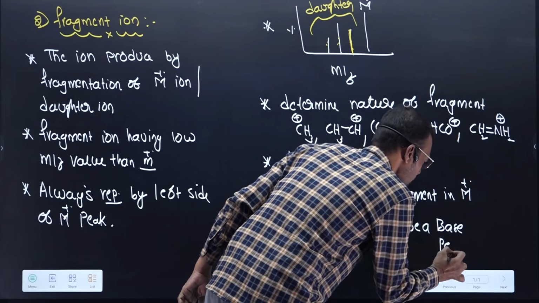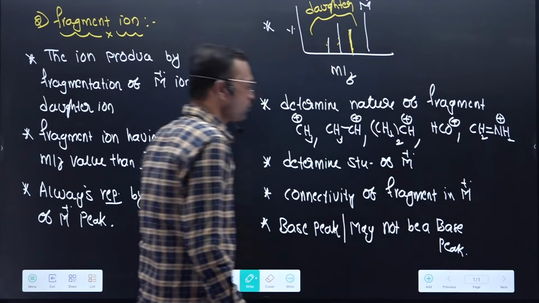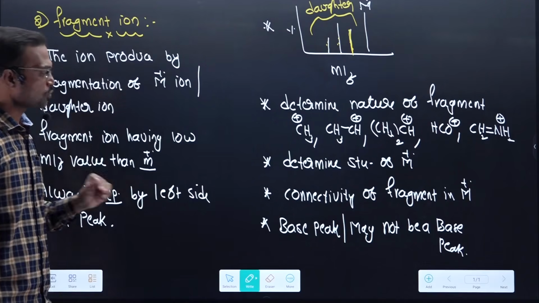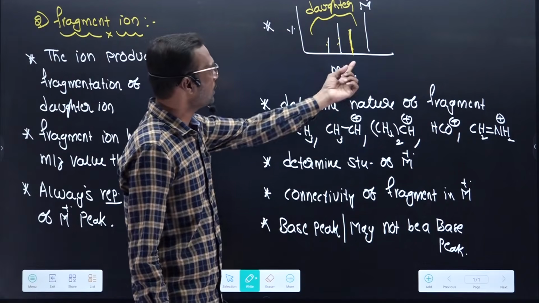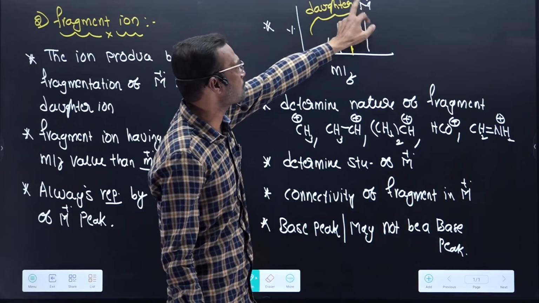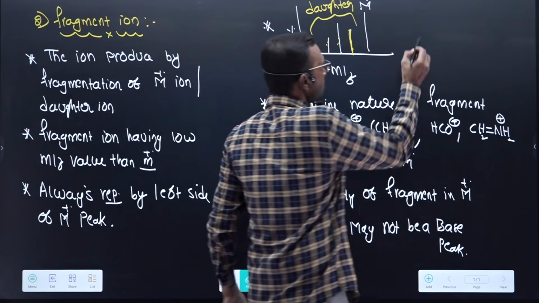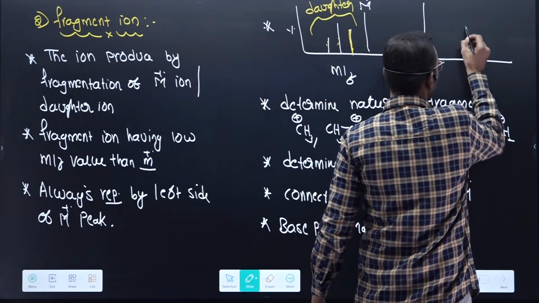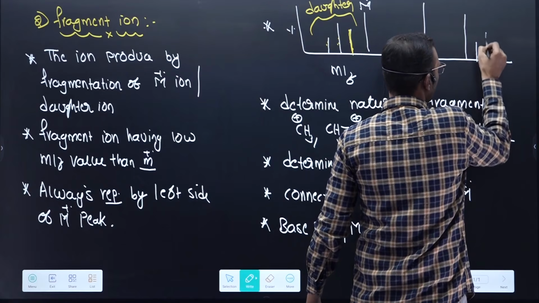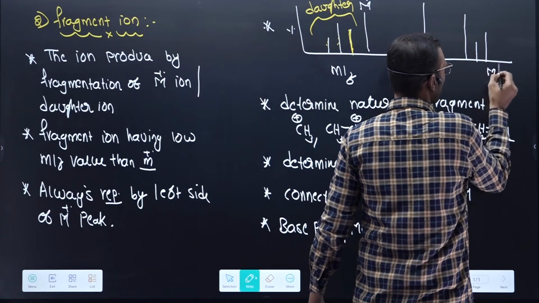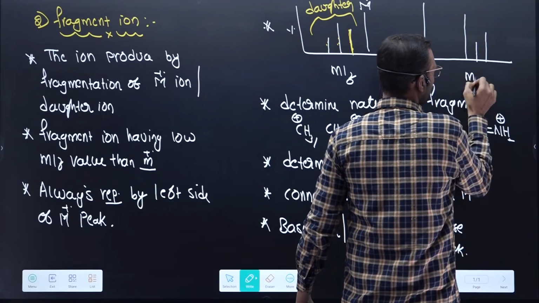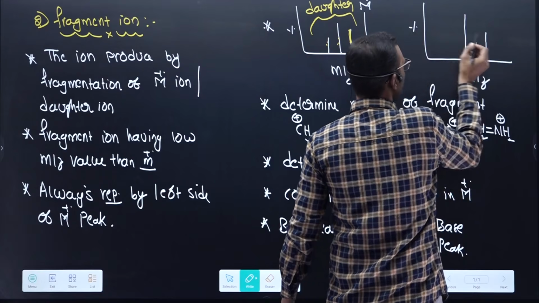So don't think a fragment ion is always not a base peak. It may be, or may not be. So what is a base peak? The peak having the highest intensity. See in this one, the molecular ion has the highest intensity, so this is the base peak. Sometimes, if I take a spectrum where the intensity of a fragment is very high. See, this is a molecular ion, and these are all relative values, percentage of intensity.